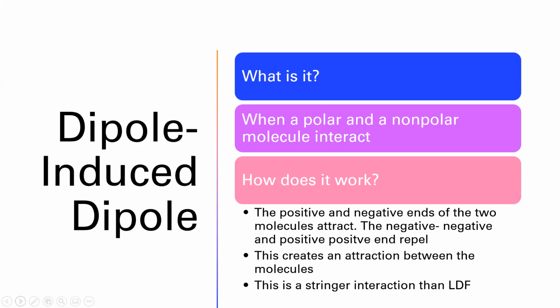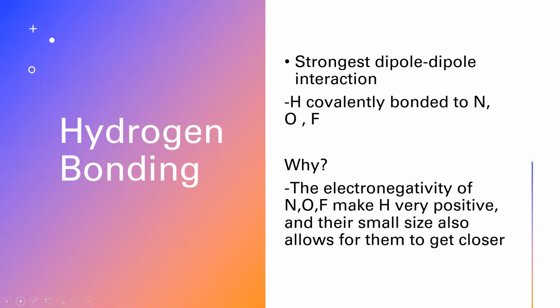Perfect. And so now we have hydrogen bonding. Hydrogen bonding is the strongest dipole-dipole interaction. In hydrogen bonding, the hydrogen is covalently bonded to nitrogen, oxygen, or fluorine. It's fluorine.